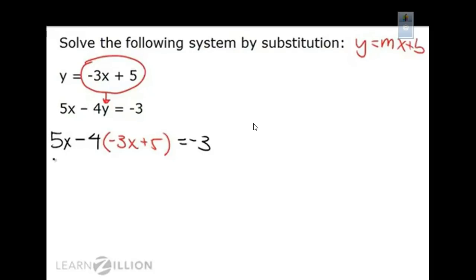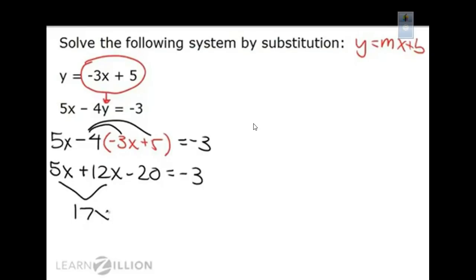Now, like in the previous examples, I am going to simplify and solve for the variable that I have. I'm going to use the distributive property here, so negative 4 times negative 3x is positive 12x, and negative 4 times 5 is negative 20, equals negative 3. 5x plus 12x is 17x, minus 20 equals negative 3. Well, now I'm just solving an equation. Notice, when I made my substitution step, I went from having two variables, x and y, to having only one variable. This allows us to actually solve the equation as we've done in the past.